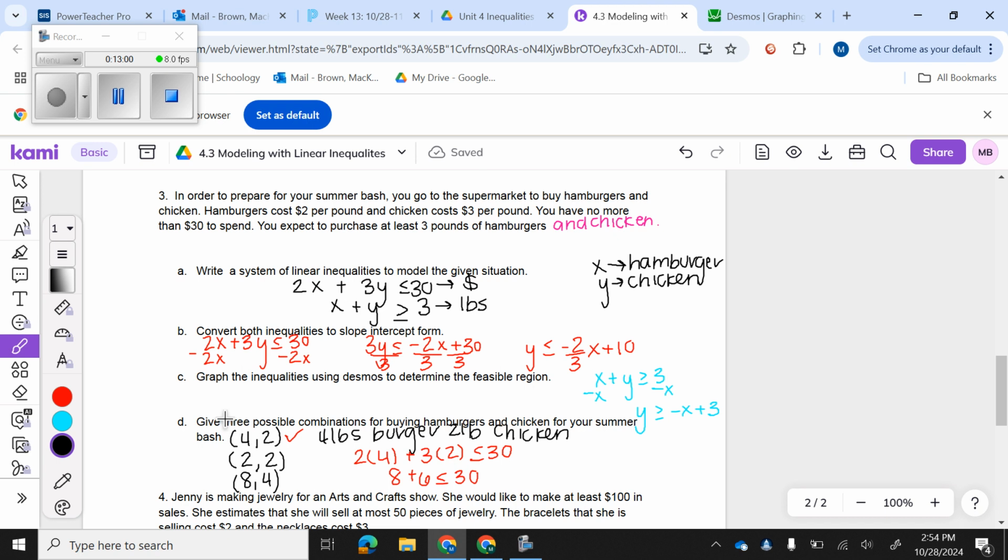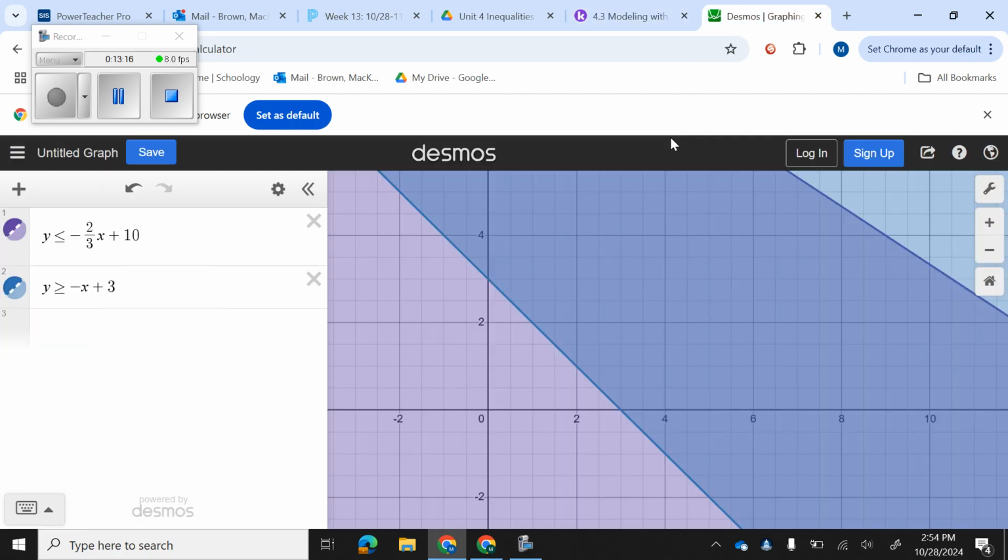2, 2 would be 2 pounds of burger and 2 pounds of chicken. And then 8, 4 would be 8 pounds of burger, 4 pounds of chicken. So there's a lot of possible solutions because I've got a pretty big feasible region.